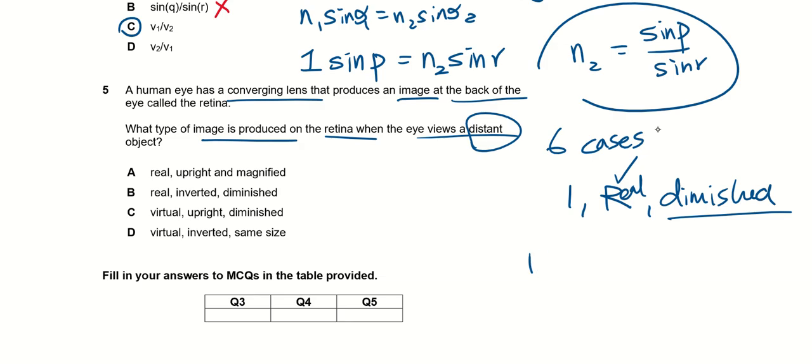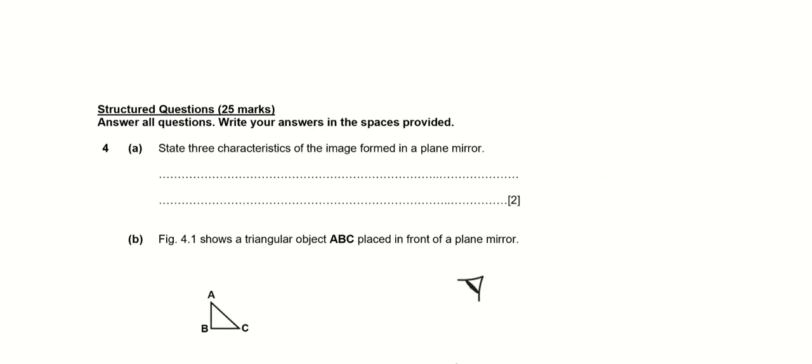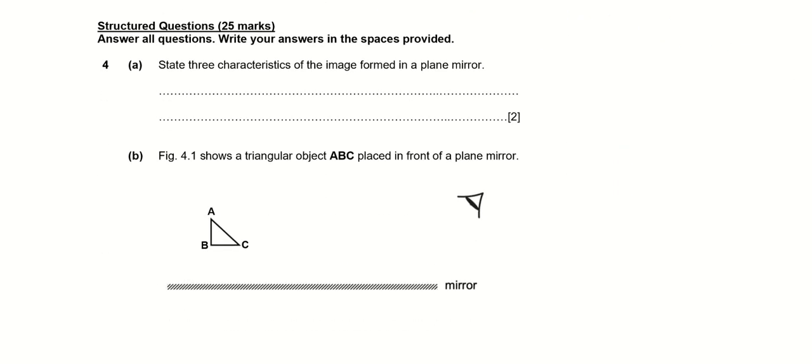Then I told you in class, inverted always goes with real. Upright always goes with virtual. So the answer will be B. Okay, state 3 characteristics. I think you can find this in the notes.